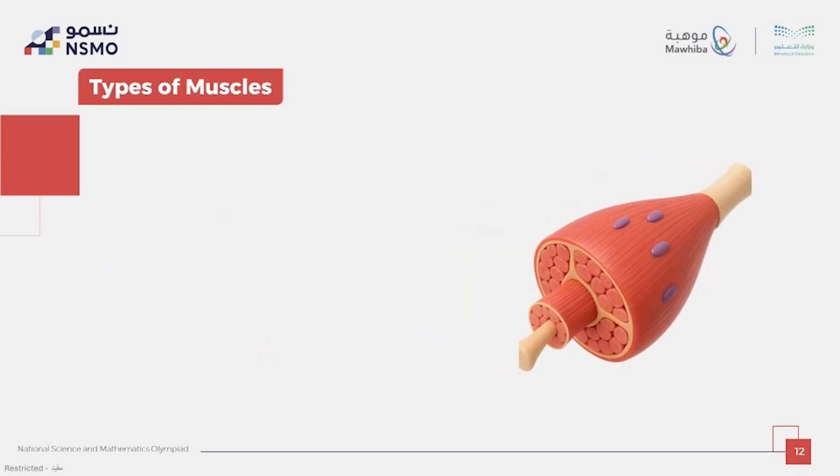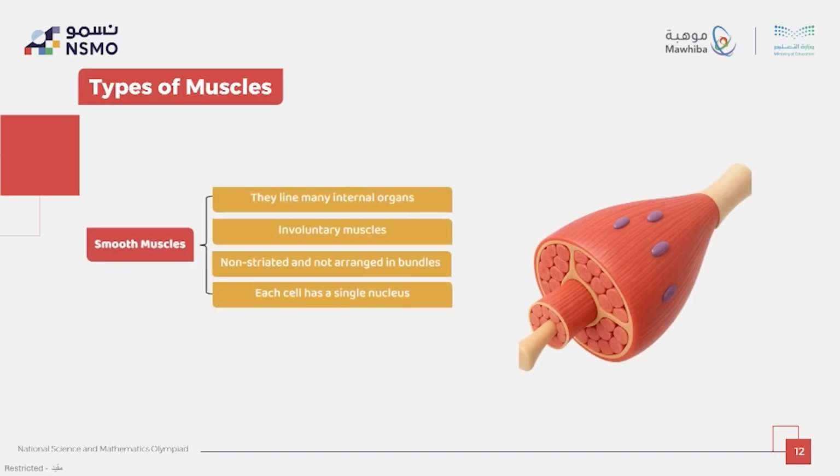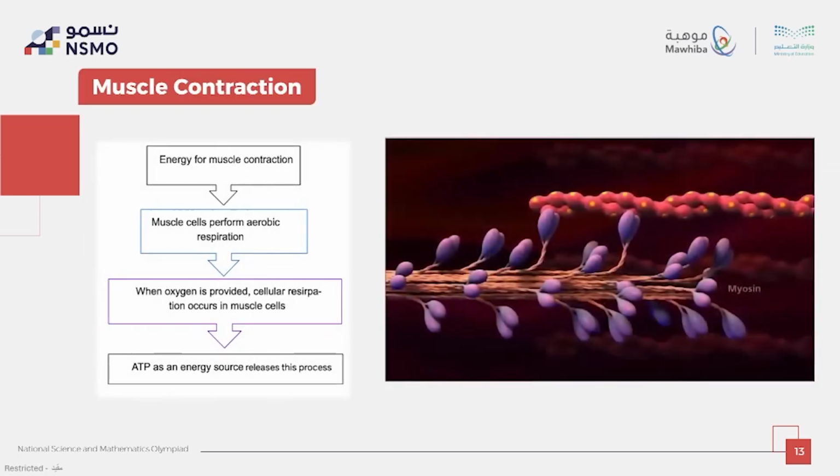Let's move on to the last type of muscle, smooth muscle. They are involuntary and found in the intestines, stomach, and blood vessels, and they contract automatically. Imagine if you had to remember to move your intestines. It's impossible. So muscle contraction requires energy, and this energy comes from ATP molecules produced by muscle cells.